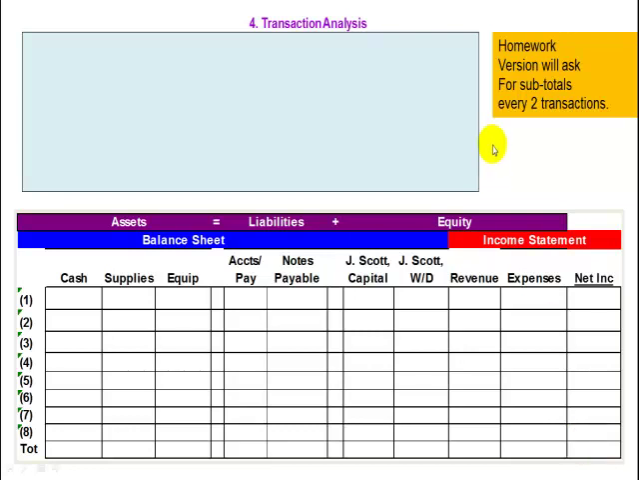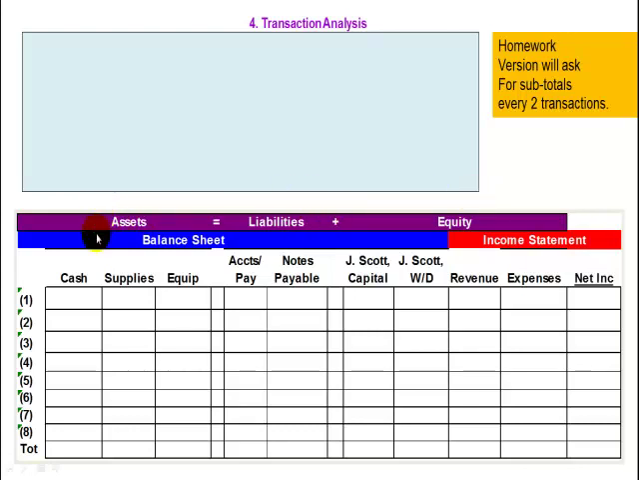Okay, let's record some transactions. We've got 8 things to record. We're going to total them all up and come up with hopefully an asset, liability, owner's equity situation that's in balance. Also, I've got a note over here saying the homework version will ask for subtotals every 2 transactions. So I'm not going to do subtotals, but you'll have to. So let's take a look and see what we got here.